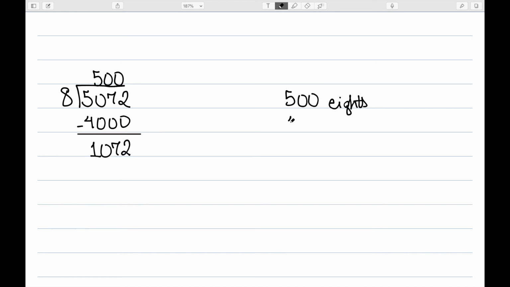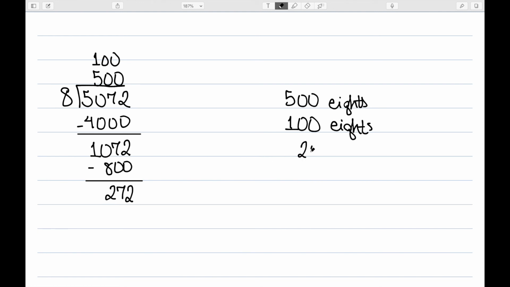Well, we're still in the thousands. There's still more hundreds of eights. In fact, there's another 100 group of eights. So I can write 100 above. 100 groups of 8 would be a total of 800. That would give me 272. Now I might be able to start looking at tens. I might realize that there's 20 groups of 8. 20 groups of 8 would give me 160. And if I subtract that out, I get 112.